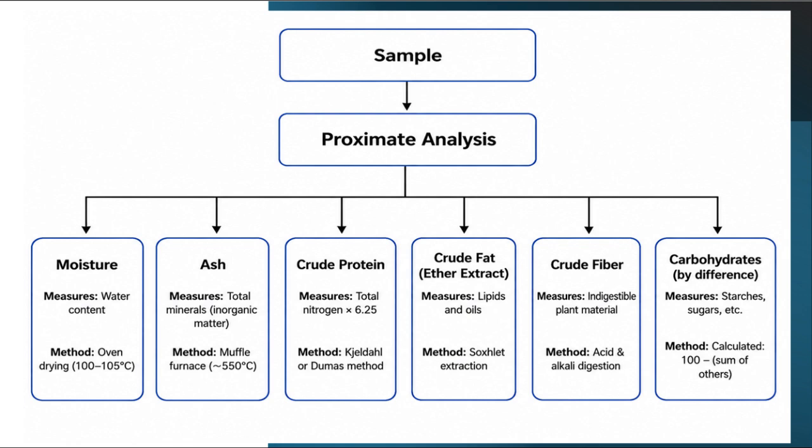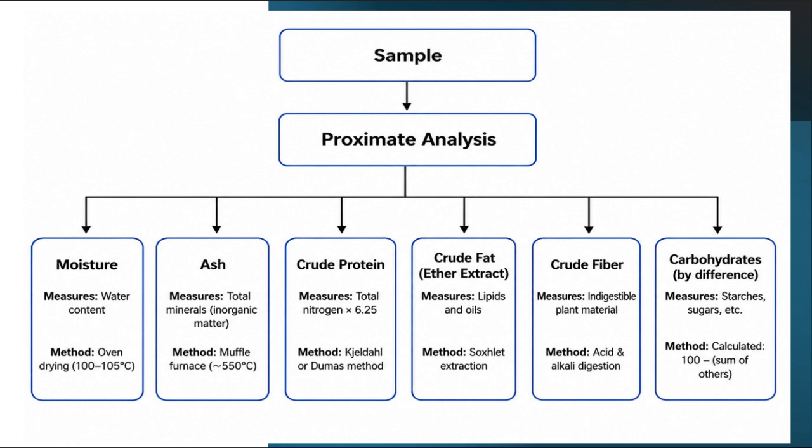Second, ash. Ash measures the total mineral content, the inorganic matter. We burn the sample in a muffle furnace at around 550 degrees Celsius. Everything organic burns off, leaving behind minerals like calcium, potassium, and phosphorus.